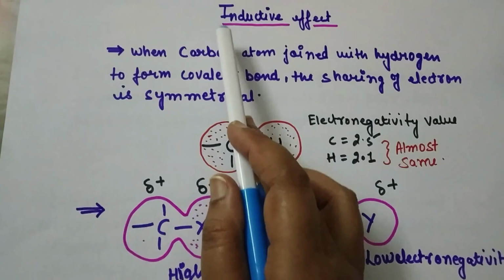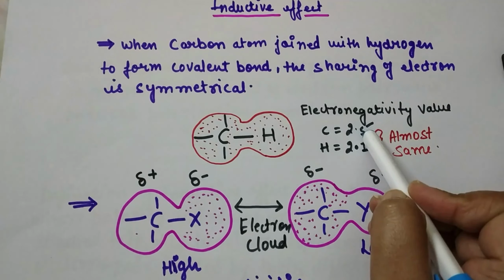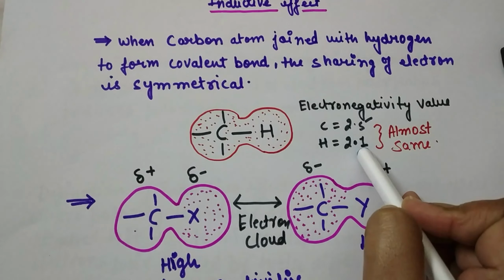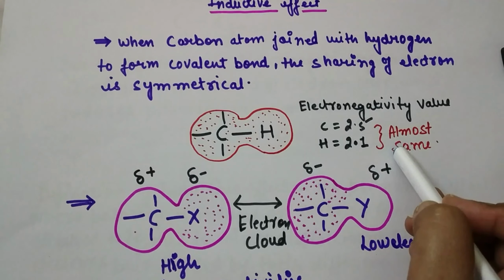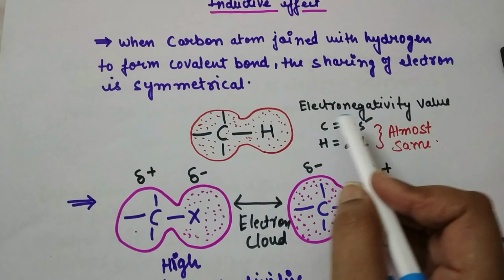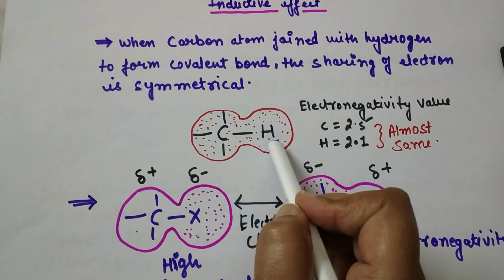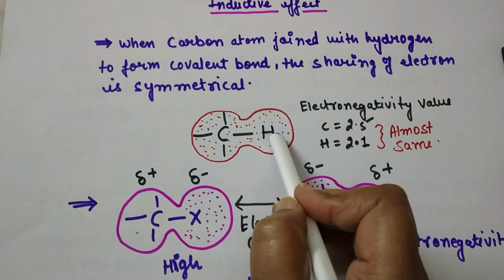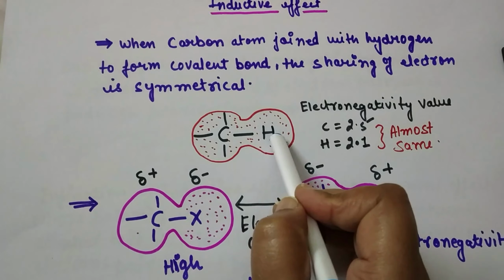Inductive effect. When a carbon atom is joined with hydrogen to form a covalent bond, the sharing of electrons is symmetrical. Here you can see the bond between carbon and hydrogen, and this is the electron cloud. The electronegativity value of carbon is 2.5 and hydrogen is 2.1, so they are almost similar. Because of that, the electron cloud will be equally shared by the carbon and the hydrogen.